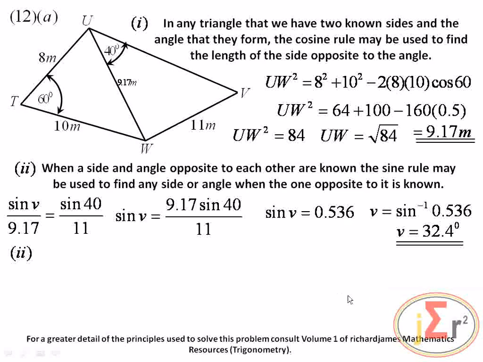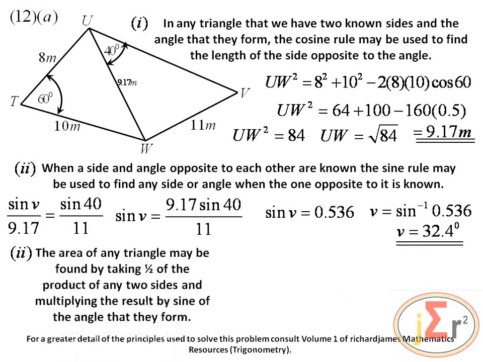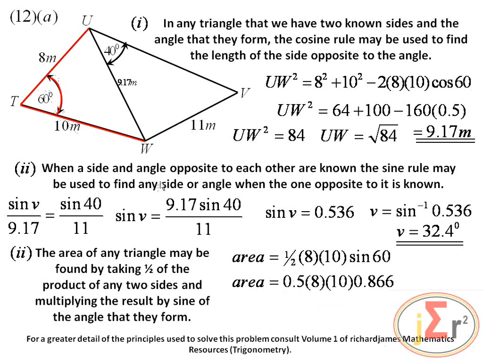We need to find the area of the triangle TUW. The area of any triangle may be found by taking half of the product of any two sides and multiplying the result by the sine of the angle that the two sides form. So area is equal to a half of 8 times 10, where we have the two sides 8 and 10 forming the angle 60. So it is half times 8 times 10 times sine 60, and that simplifies to give area is equal to 34.6 meters squared.